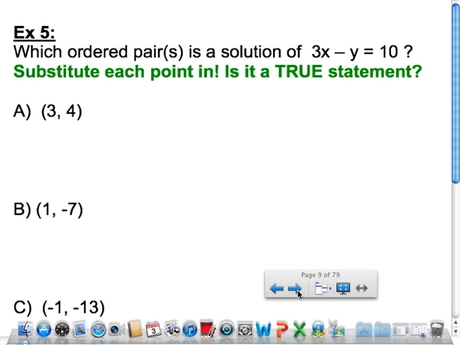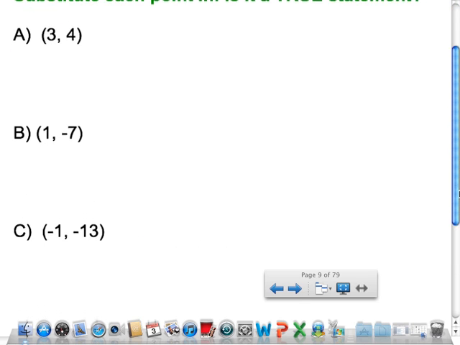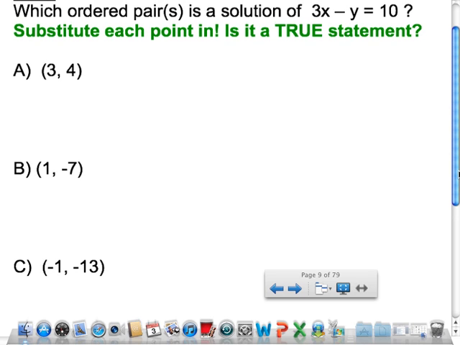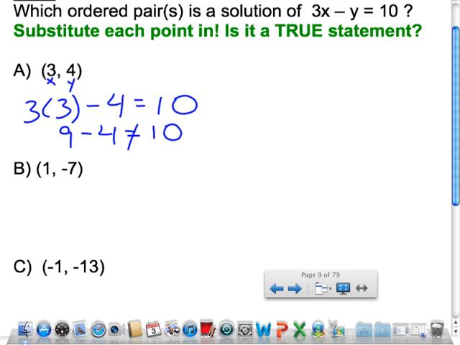It says which ordered pair is a solution of 3x minus y equals positive 10. So we've got to try all these out. We know this is x and y, so we plug them in. 3 times 3 minus 4 equals 10? We're trying to see if that's true. 3 times 3 makes 9, minus 4 equals 10. That is not true. So that is not on the line.